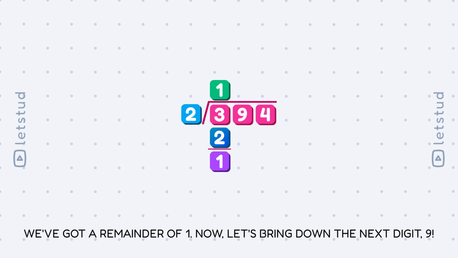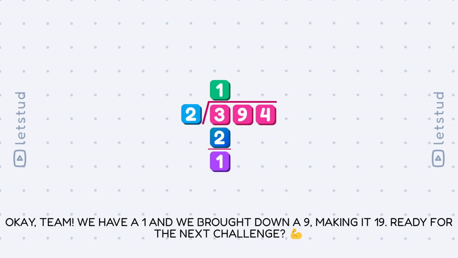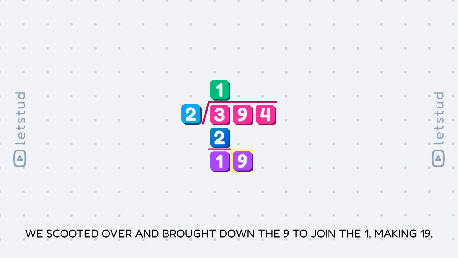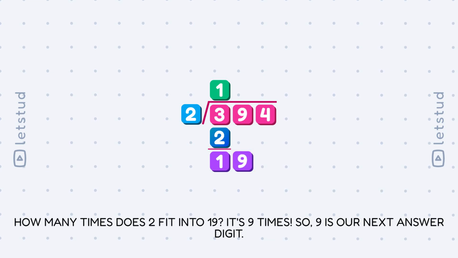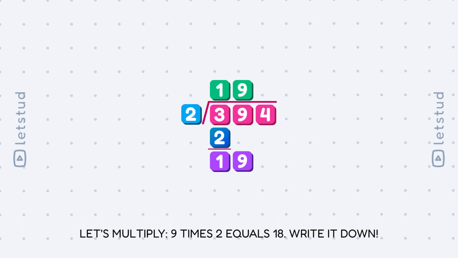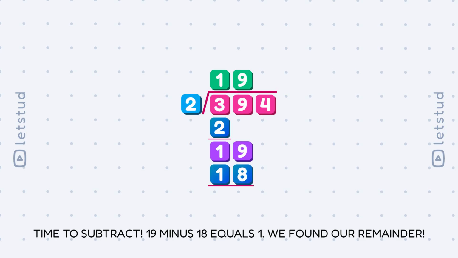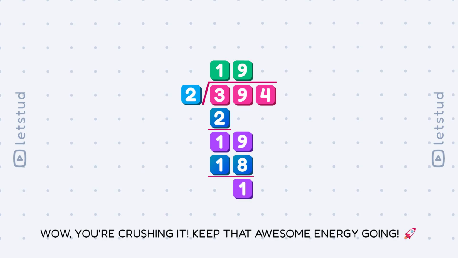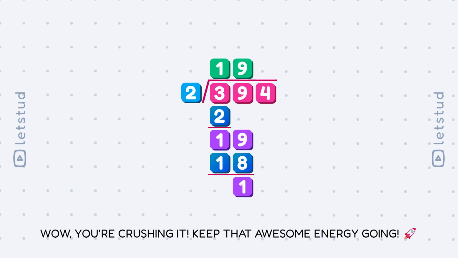We've got a remainder of 1, now let's bring down the next digit, 9. Okay team, we have a 1 and we brought down a 9, making it 19. We scooted over and brought down the 9 to join the 1, making 19. How many times does 2 fit into 19? It's 9 times, so 9 is our next answer digit. Let's multiply: 9 times 2 equals 18. Write it down. Time to subtract: 19 minus 18 equals 1. We found our remainder.